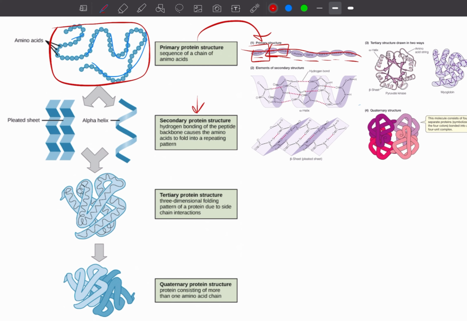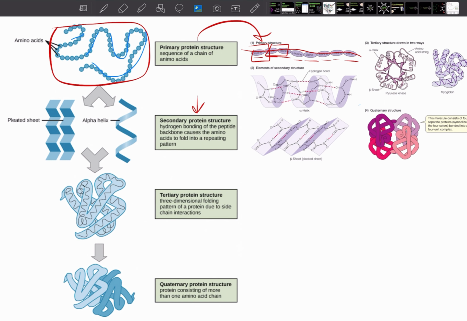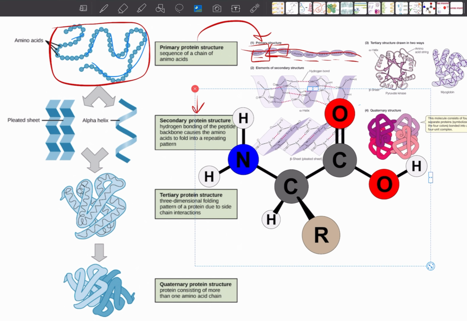And in secondary protein structures, we have hydrogen bonding. These hydrogen bonds between the backbones cause the amino acids to fold into a repeating pattern. And the backbone of an amino acid is just this right here. So again, we have the R group here.